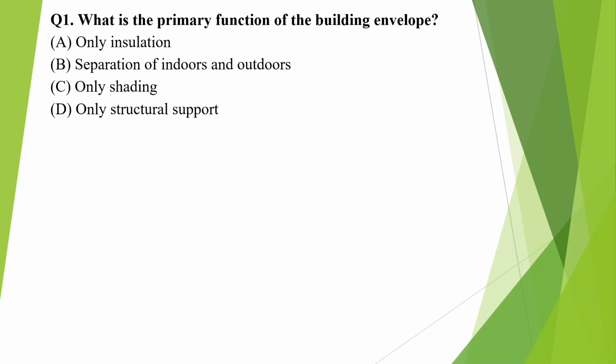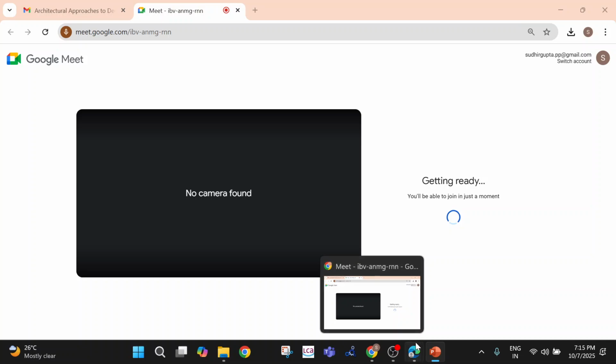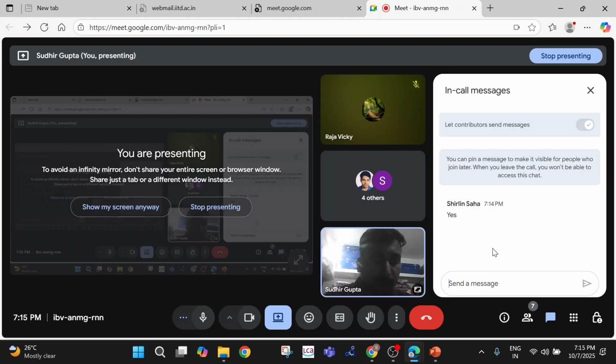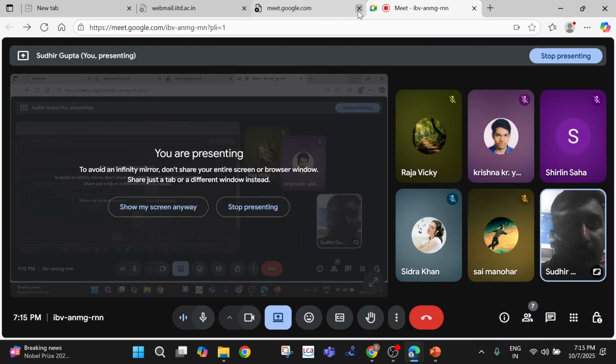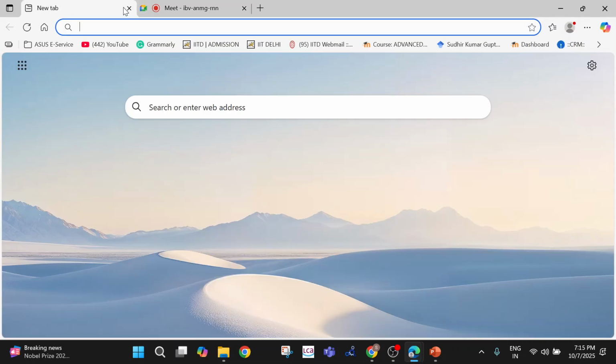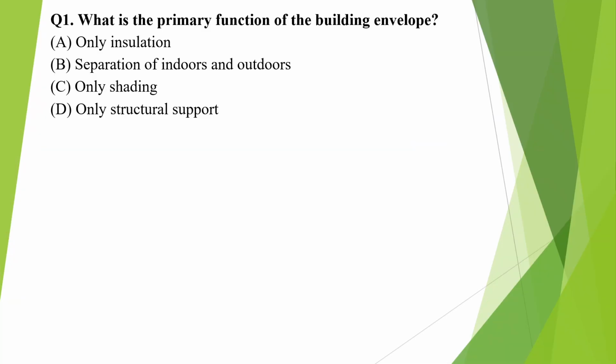I hope it is visible to all of you. If anybody is not able to see, then let me know. And if it is visible, please let me know that the screen is visible. Okay. So try to give your answers in the chat box. Whoever knows the answer for this particular question. Okay. Sai Manohar has responded that the screen is visible, and the question is also visible. So try to answer this question.